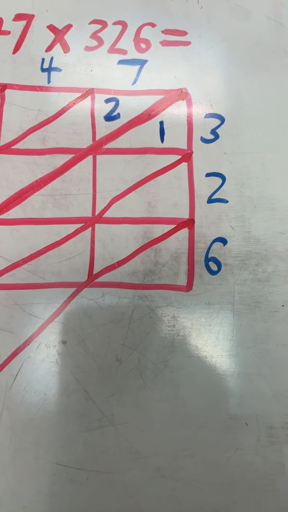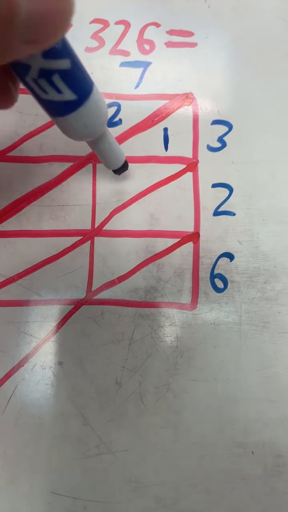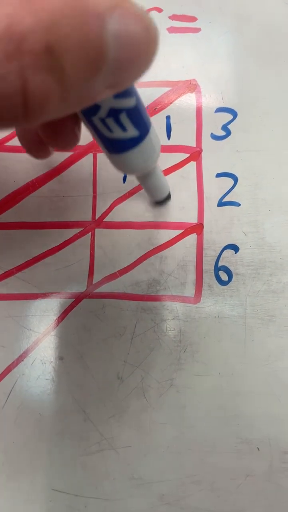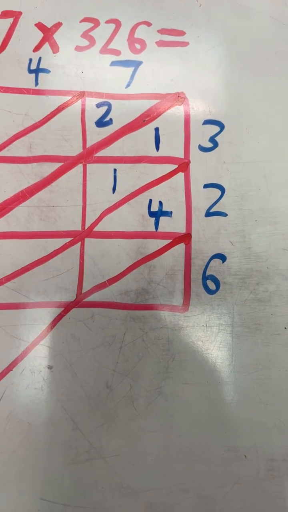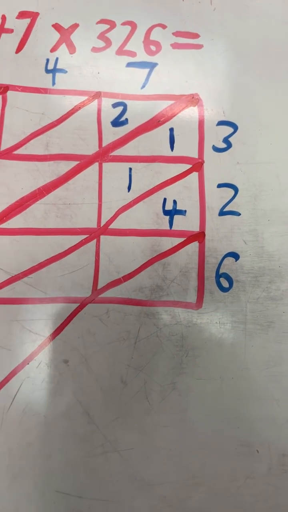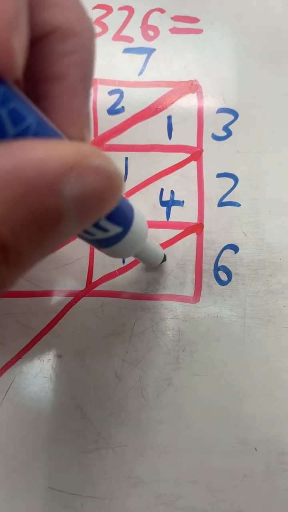7 times 2 equals 14. So that means I'm going to put a 1 in the first triangle, a 4 in the second triangle. And 7 times 6 equals 42. So 4 in the first triangle, 2 in the second triangle.